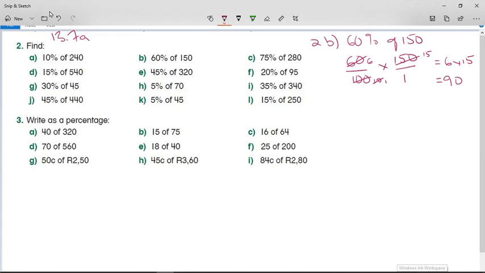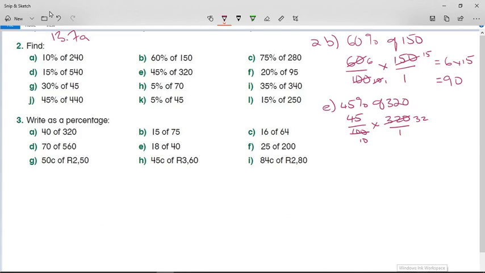So let's do number E. It says 45% of 320. So we're going to go 45 out of 100 times 320 over 1. Okay, so first of all, I'm going to divide 320 by 10 and I get 32. I'm going to divide 100 by 10 and I get 10, because it's fine if you divide the top and the bottom by the same number.